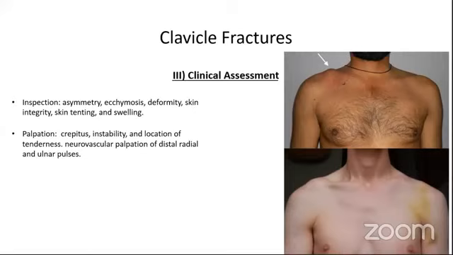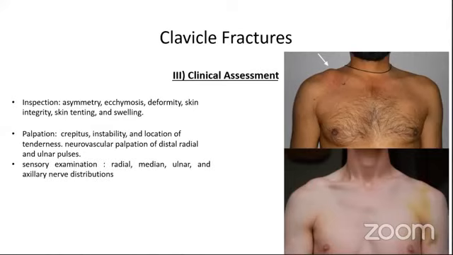Then you have to palpate the patient systematically. You will feel maybe crepitus, maybe instability, and you need to palpate the distal radial and ulnar pulses. And don't forget to examine the radial, median and ulnar nerve and axillary nerve distributions.